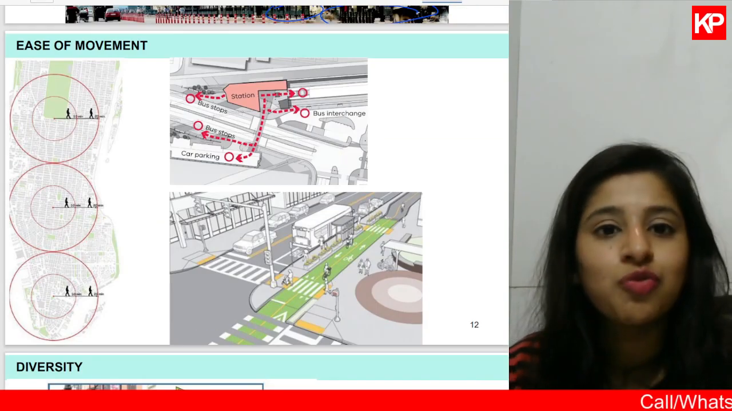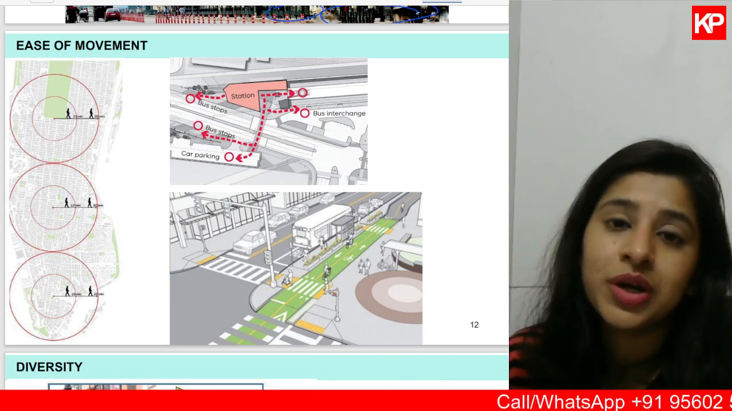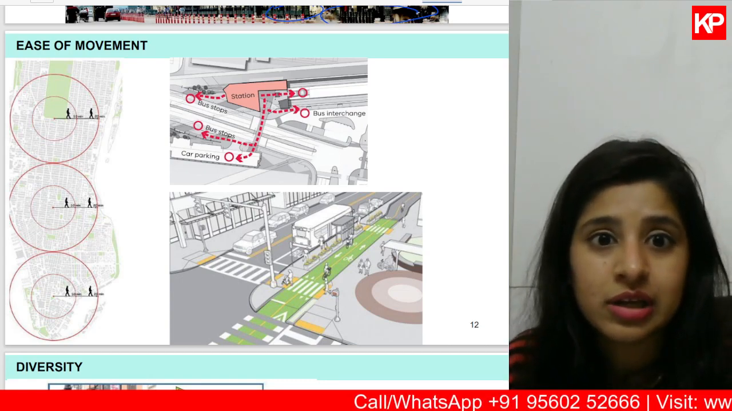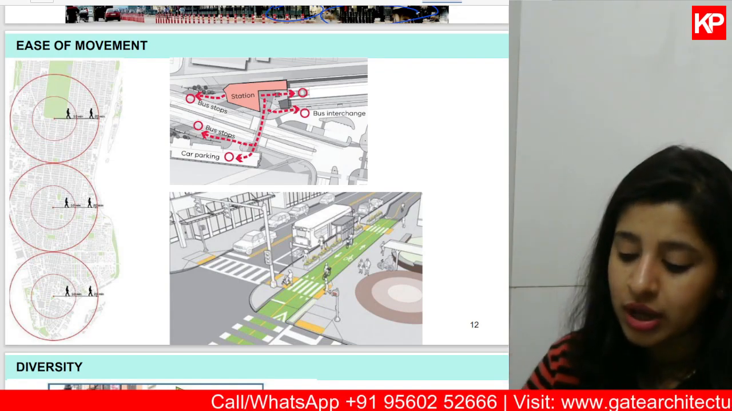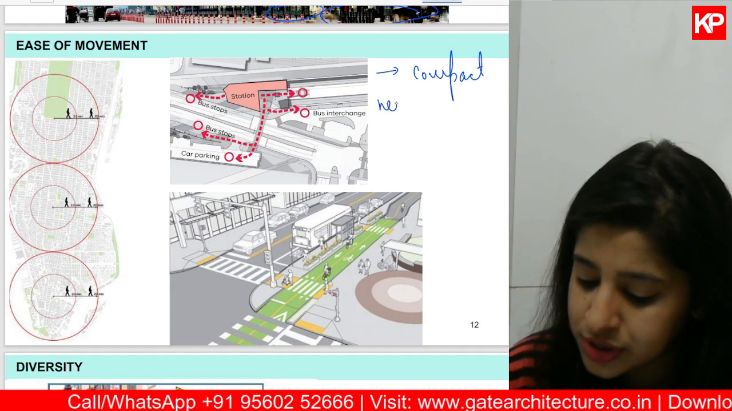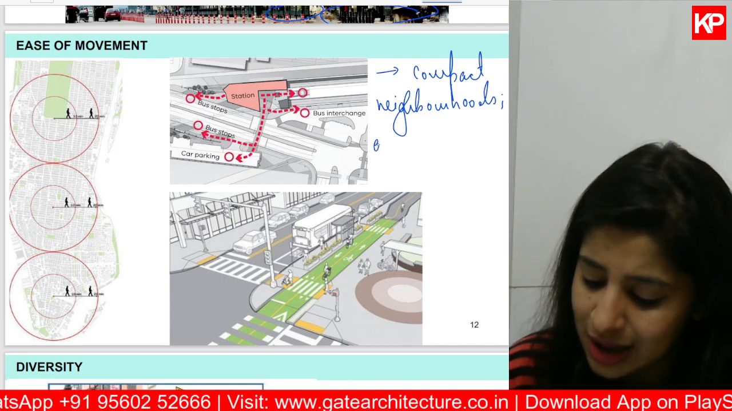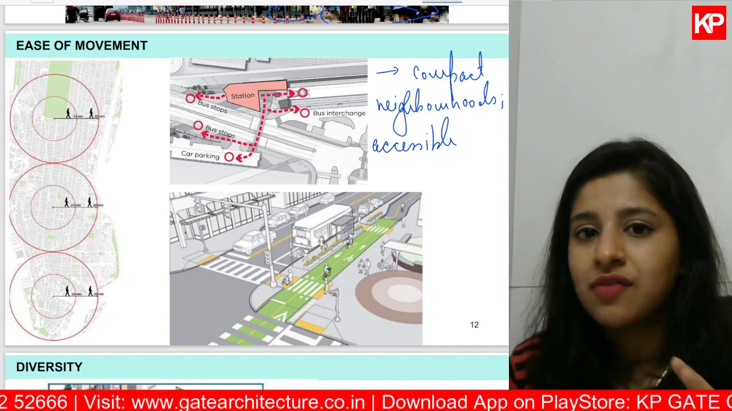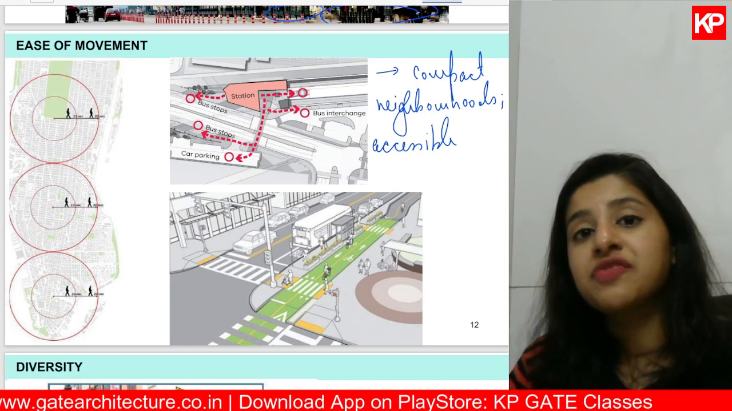Then you have ease of movement. That means we try to design neighborhoods in such a way that they are easily accessible to different kinds of people coming from different areas. So neighborhoods should be compact. What we say is neighborhoods or areas, compact neighborhoods, accessible. That means, let's say we have a certain area, this should be accessible to people who are using different modes of transportation.